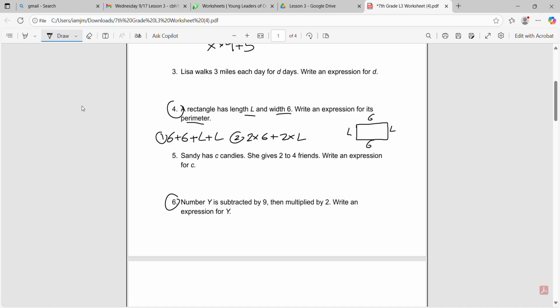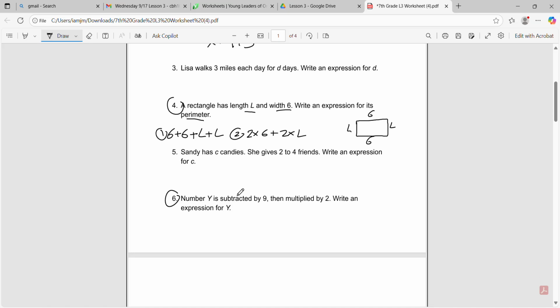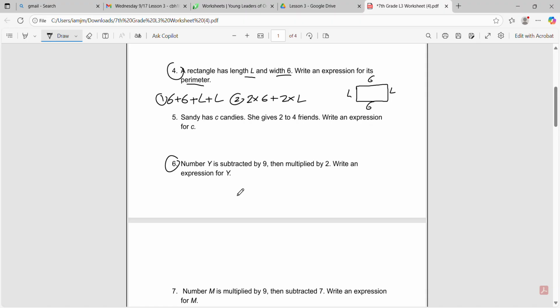Let's move on. I would recommend getting comfortable with using a variety of operation signs, not only using additions, since it will be much cleaner and easier to solve. But if you don't want to, it'll be fine. Number 6. Number y is subtracted by 9, then multiplied by 2. Write an expression for y.